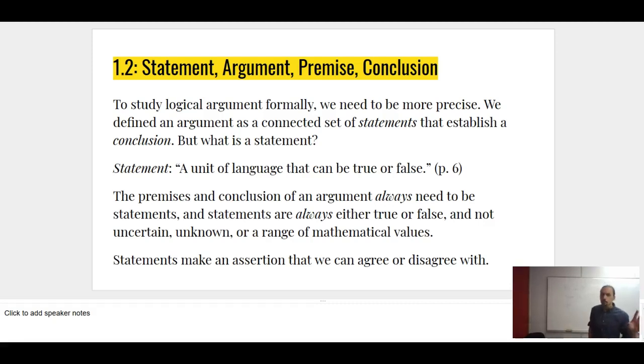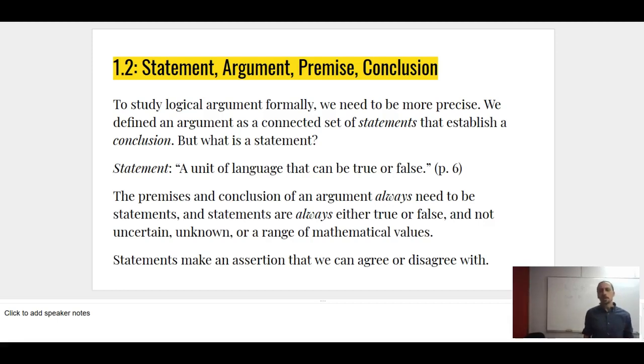So, in this section, we're going to be covering chapter 1.2 in For All X. We're going to be talking about statements, arguments, premises, and conclusions. Now, to study logical argument formally, we're going to need to be more precise. We've been doing things sort of informally to give you a sense of what we're going to be doing, but now we need to be a bit more precise because we're going to start introducing more formal things.